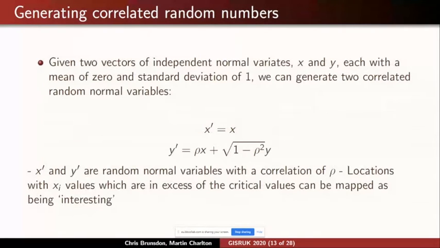To generate the correlated random numbers, given two vectors of independent normal variates, which we'll call x and y, with a mean of 0 and standard deviation of 1, we can generate the random normal variables. So x dash is related to x and y through rho, by the equation x' = rho x + sqrt(1 - rho squared) y. That then means that x dash and y dash have a correlation of rho, and locations with xi values in excess of the critical value can then be mapped as being interesting.